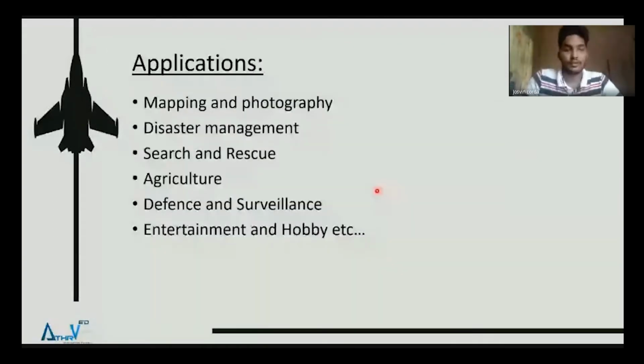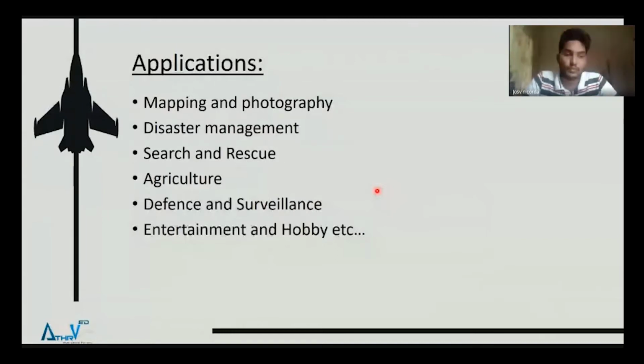What are the applications of UAV? Mainly they are widely used in mapping and photography. Mapping for civil purposes, and photography as a hobby or a professional field. Disaster management. This is mainly used in flood scenarios or landslides, where one needs to assess how much land is being lost or what damage is being caused to the environment. Search and rescue. This is widely used in floods or for stranded people, to know where those people are stranded. Rather than sending a helicopter, it is much more economical and safer to send a UAV.